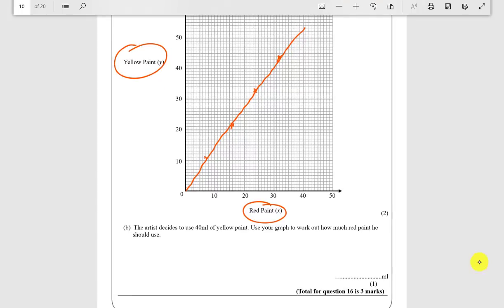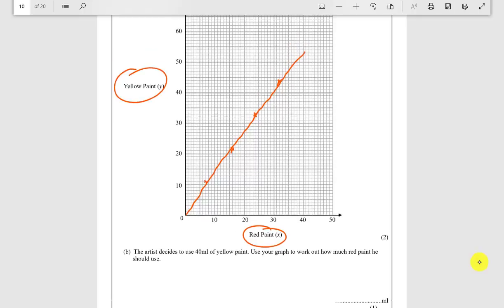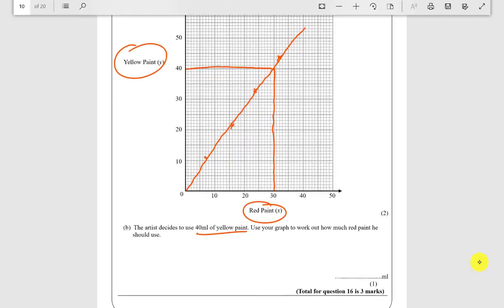The artist decided to use 40 milliliters of yellow paint. Use your graph to work out how much red paint he should use. Now we need to go to 40 milliliters of yellow paint. So go to 40, draw a straight line using a ruler to the graph. The line is a little bit like a scatter graph, and then go all the way down, straight line. And that gives us an answer roughly around 29 or 30, let's say 29 milliliters. So that'd be 29 milliliters, and that's worth 1 mark.